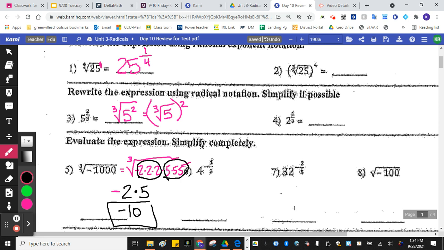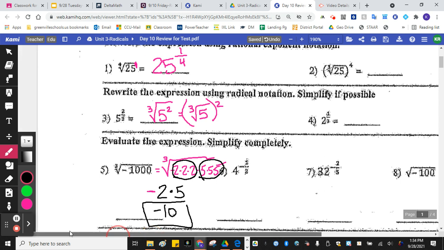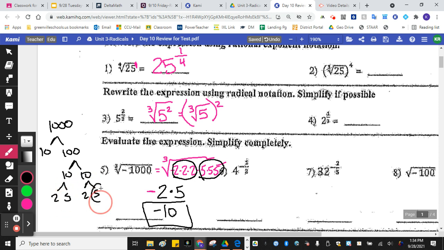Where did you even get those numbers from? 1,000? I broke down 1,000. We did it yesterday, so I wasn't going to waste our time. So 5, 2, 5, 2, 2, 5. So 3 2s and 3 5s give you 1,000.